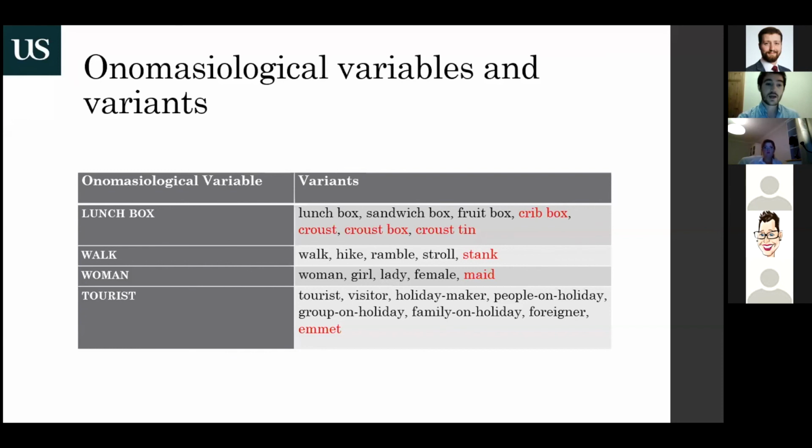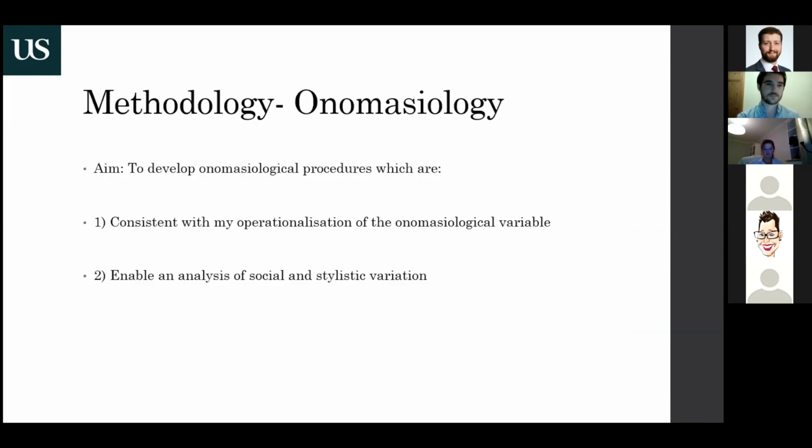Okay. In this study, I looked at 4 onomasological variables, which have specific Anglo-Cornish realizations. So the variables are lunchbox, walk, woman, and tourist, which can be realized in a variety of ways. So for lunchbox, we've got a range of standard English variants, as well as the Anglo-Cornish cribbox, crib, croused, crousebox, and croustin. For walk, the Anglo-Cornish variant is stank. For woman, it's maid, and for tourist, it's emmet. Okay, but for purposes of this presentation, at least, I'm just going to consider the variants as either Anglo-Cornish or not, rather than looking at the nuance of the different Anglo-Cornish realizations.